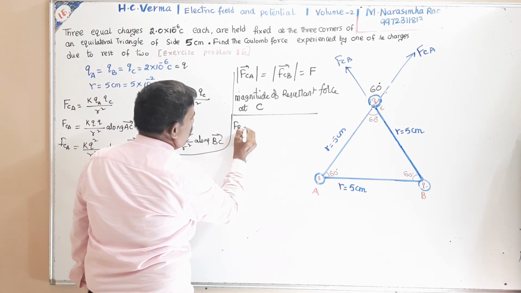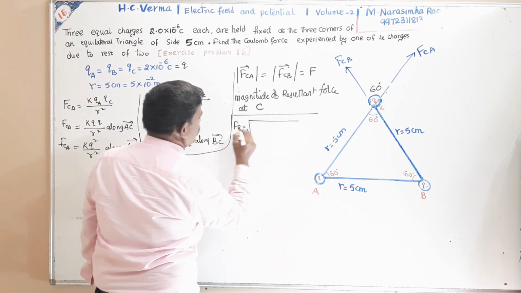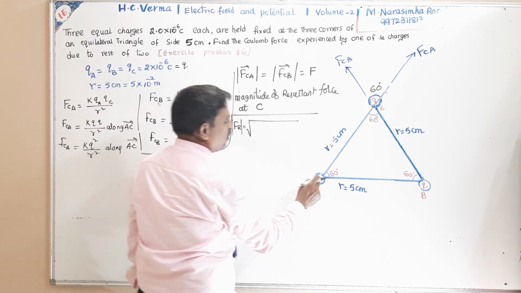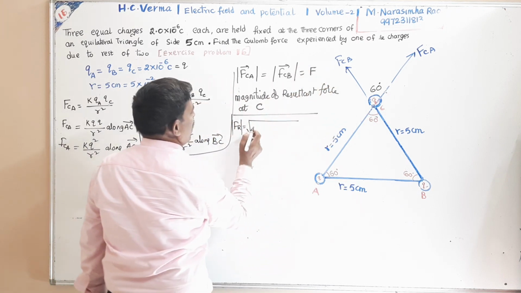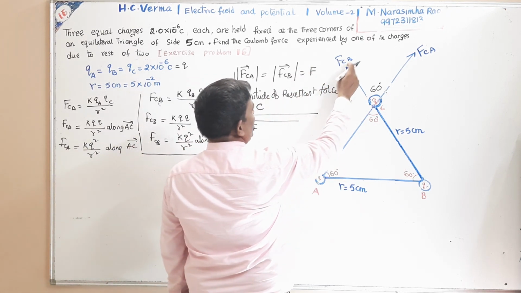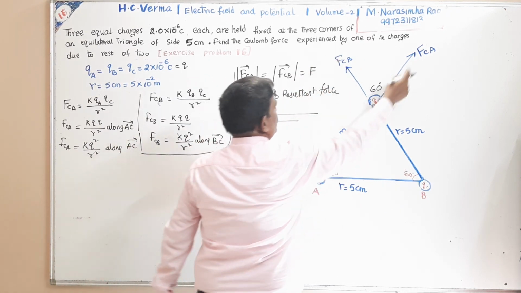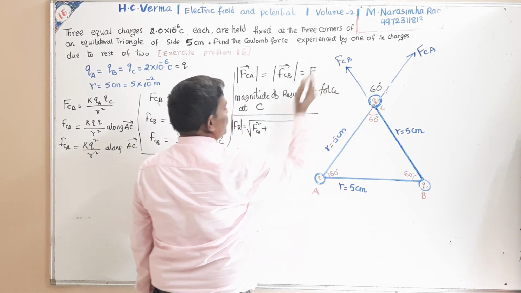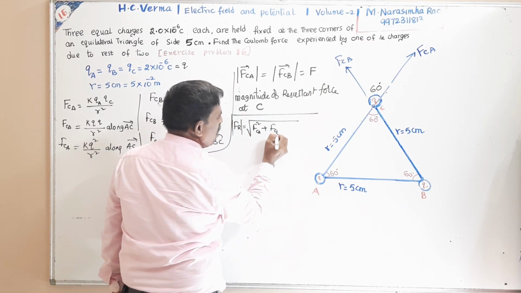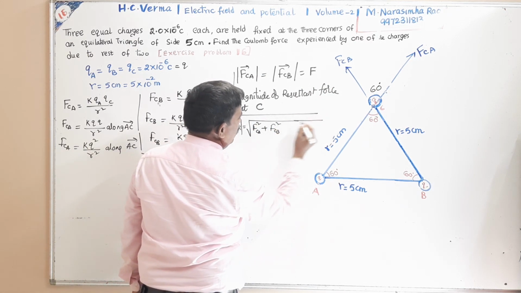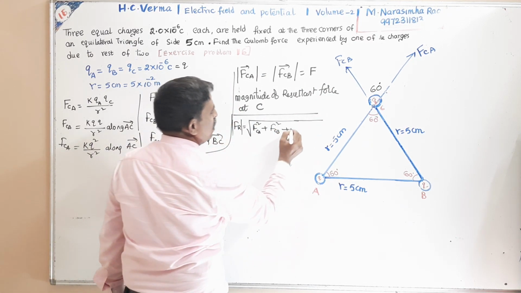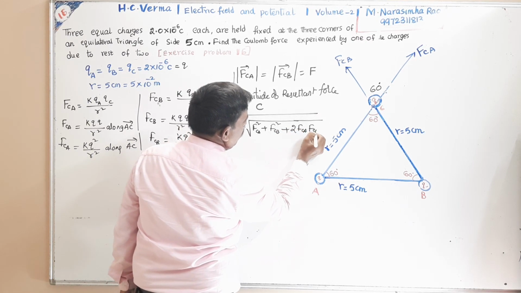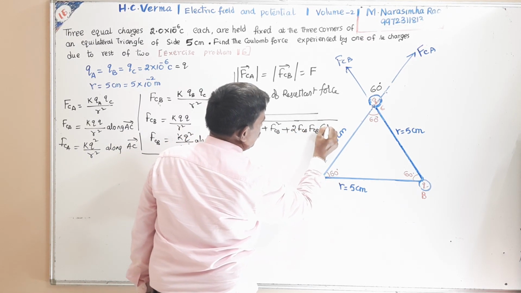The resultant force formula: magnitude of resultant force is equal to F1 square plus F2 square, that is FCA square plus FCB square, plus, applying the parallelogram law of vectors, 2 FCA FCB cos theta.